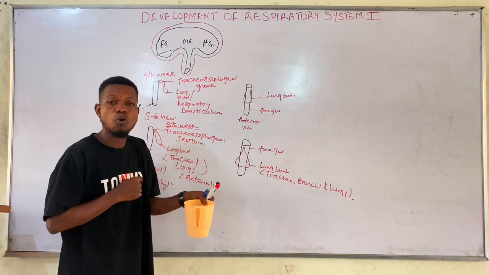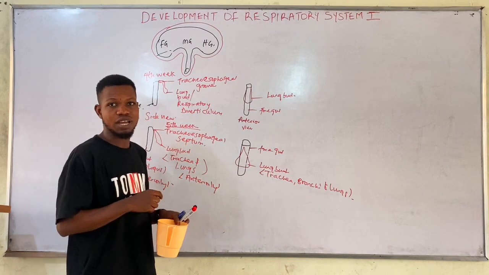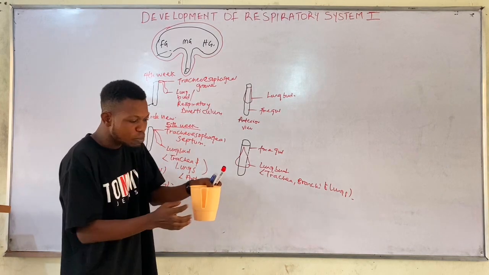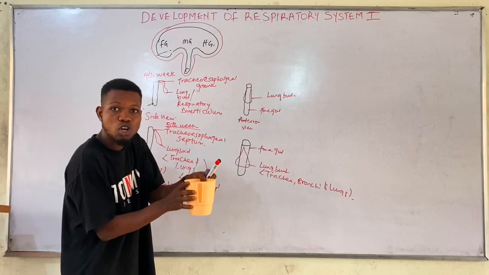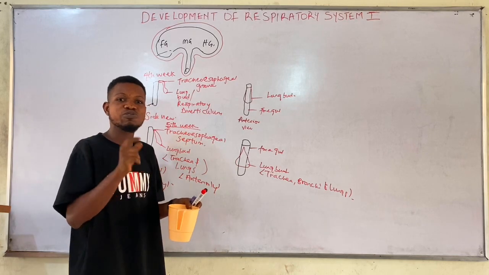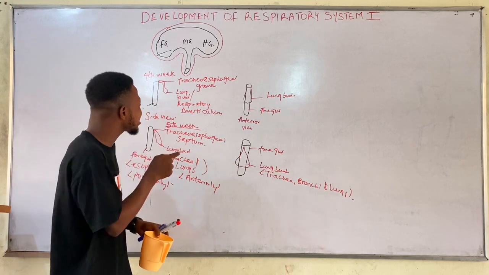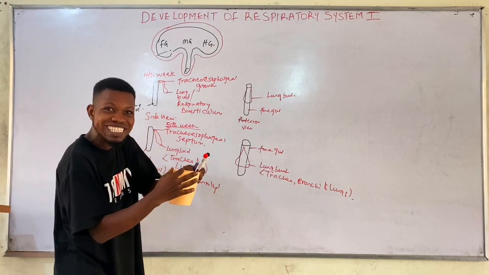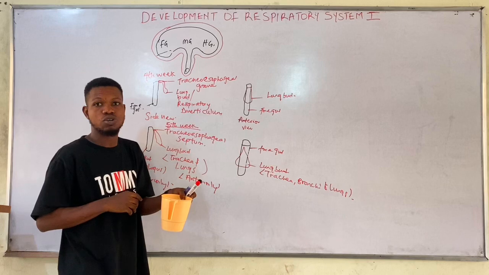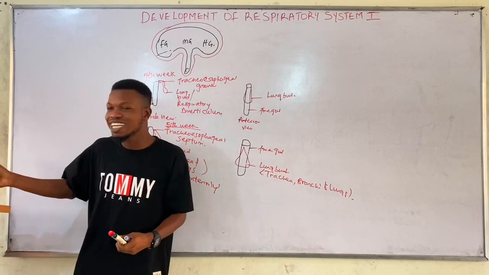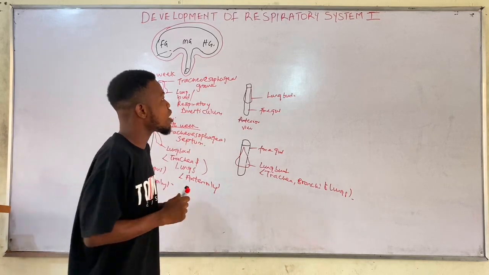That is what we call tracheoesophageal fistula, when there is abnormal communication between the trachea and the esophagus. Tracheoesophageal fistula usually occurs if there is no formation of the tracheoesophageal septum that can separate the trachea away from the esophagus. So let's look at the degree of the tracheoesophageal fistula.